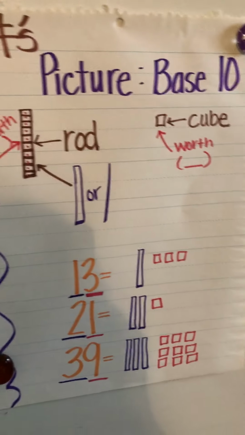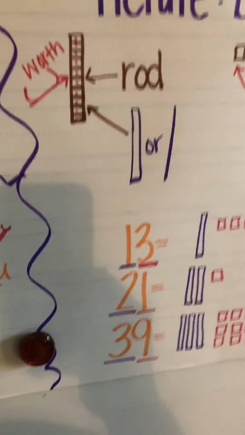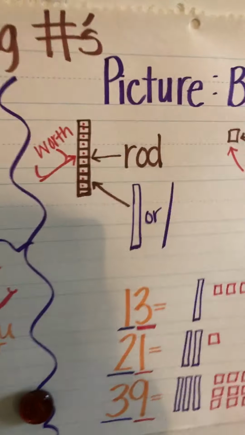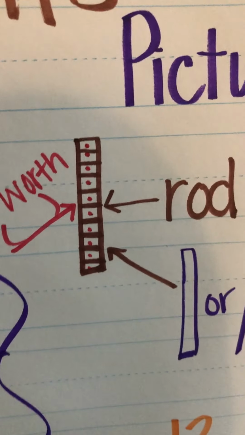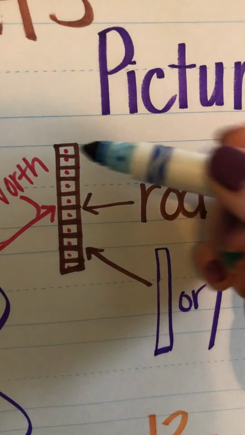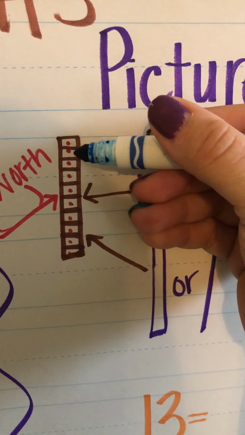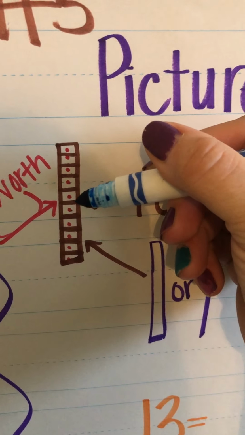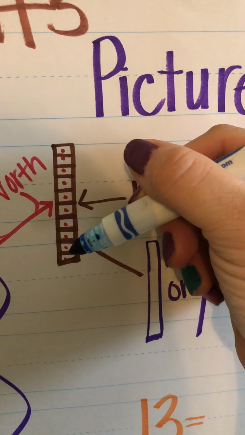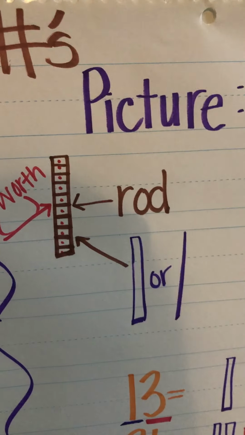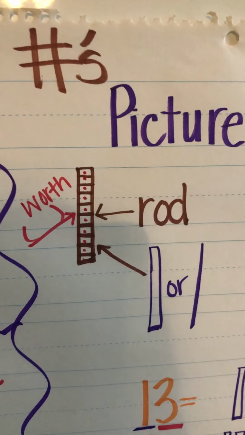So when we're looking at our rods, and remember from school, they were blue rods up on our whiteboard. I'll zoom in real quick here. Each rod has how many cubes put together? And I already put them with red dots. Let's count it together. 1, 2, 3, 4, 5, 6, 7, 8, 9, 10. So each rod is worth how much?